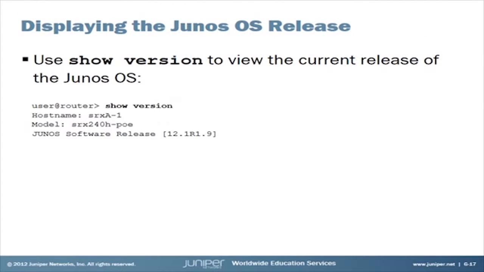Okay, let's talk about maintaining the operating system itself. You will do a lab on this. So first of all, we can see what version we're running. The show version command will tell you the operating system version. In this case, it's 12.1R1.9. It also tells us the model of the device that we're running it on. In this case, it's an SRX240H with PoE capabilities.